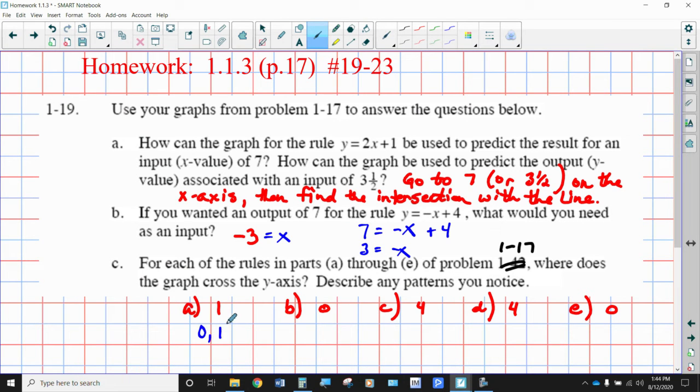Remember, the y-intercepts are where x is equal to 0. So this would be the ordered pair that you would write in for each one of those y-intercepts.